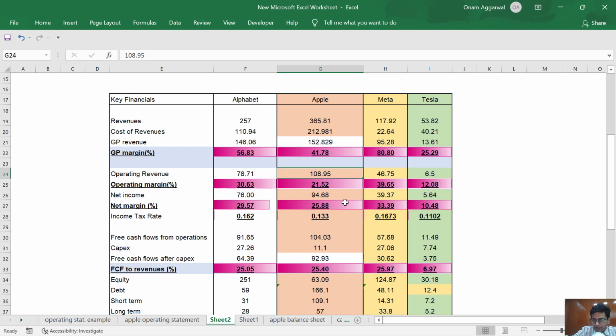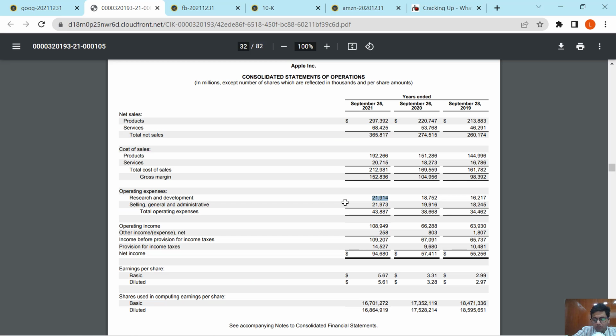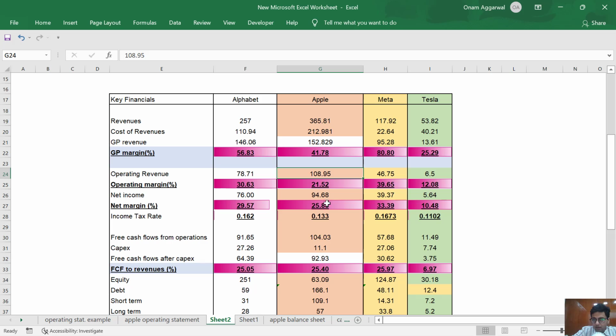Then we calculate the operating revenues. How do we calculate the operating revenues? As usual, we deduct the operating expenses and we get the operating revenue of around $109 billion.